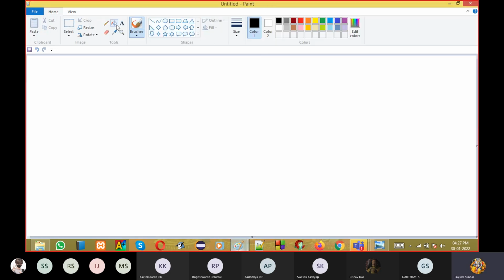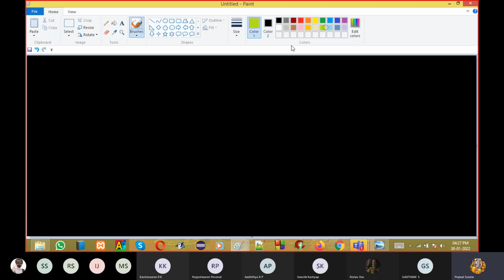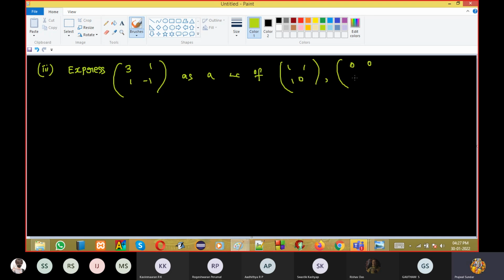Look, third question. Please try this. Now we are going to do matrices, okay? Express [3, 1; 1, -1] as a linear combination of [1, 1; 1, 0], [0, 0; 1, 1] and [0, 2; 0, -1]. This will be matrix M. I'll keep this as A, I'll keep this as B, I'll keep this as C, okay?